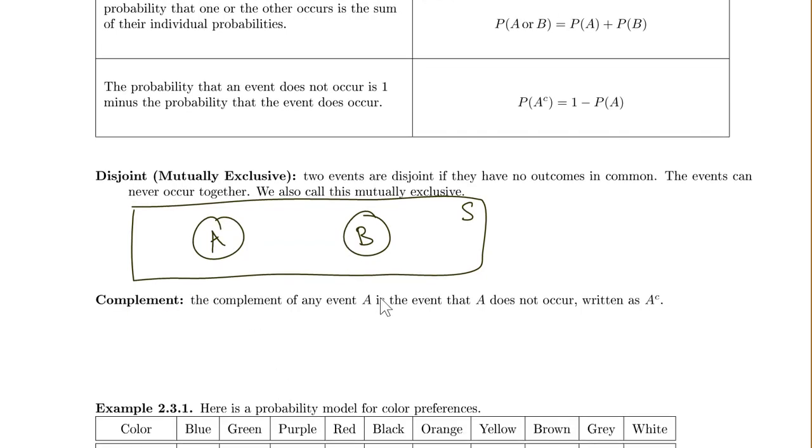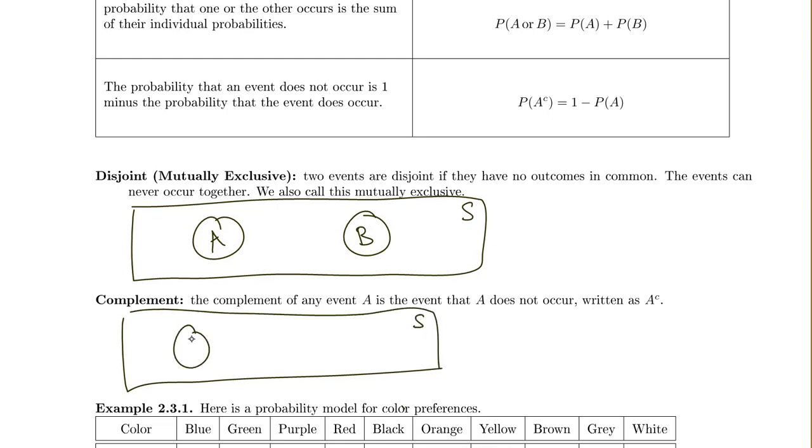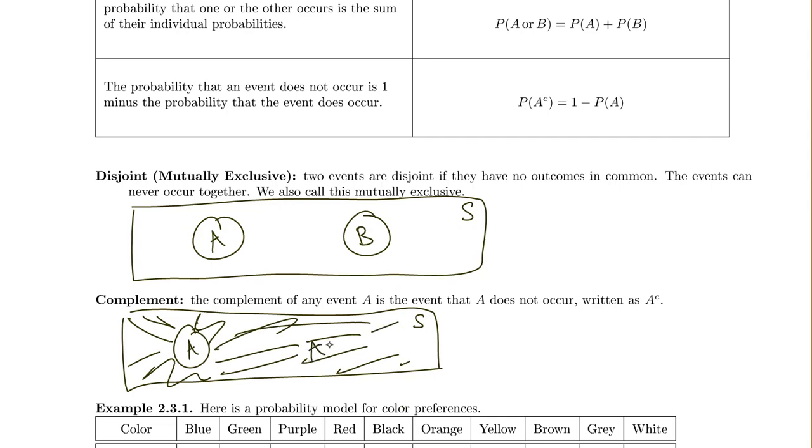Complement: the complement of any event A is the event that A does not occur, which we write as A with that little c. So if I was to draw this, we'd have my S for my sample space. Here's A in here, and then A complement would be everything outside of that circle. So absolutely everything outside the circle would be A complement. A is inside the circle, A complement is everything outside the circle.